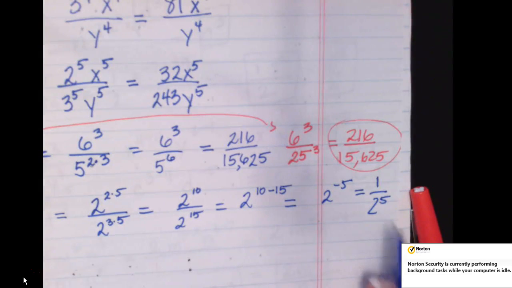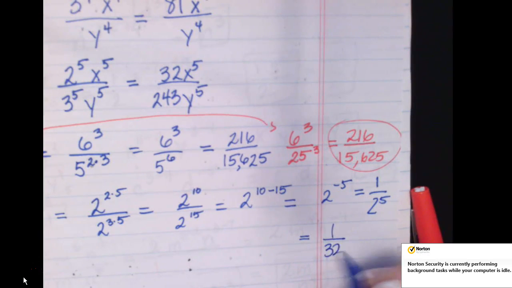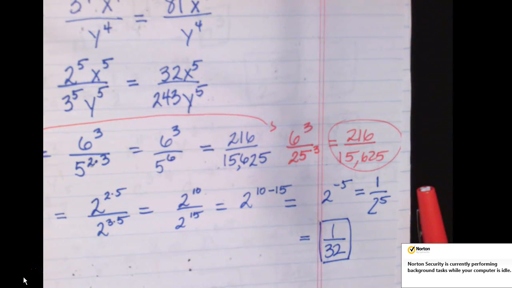And if we wanted to go one step further, we know that 2 to the 5th is 32, so that's probably our best answer.